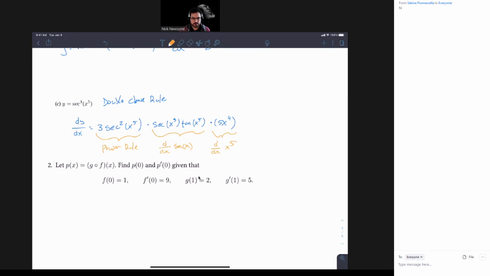Okay, but if you have a power rule, wouldn't you have a term that's plus, like adding something? That's product rule. Oh, okay. Thank you. Yeah, so this is just a complete composition of functions. There's no multiplications happening. Okay, good question. Any other questions?